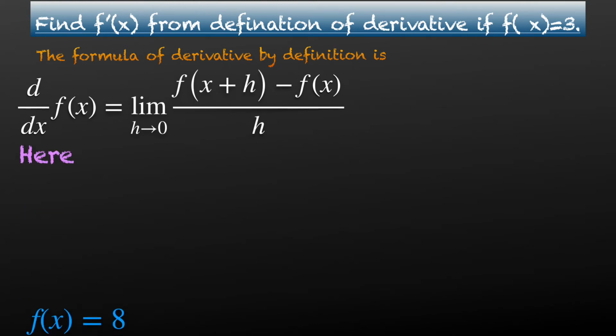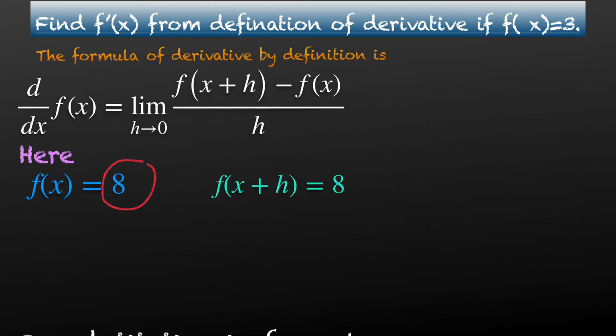Here f of x is equal to 8. So what is f of x plus h? For this we need to replace x with x plus h in f of x. So here there is no x. So f of x plus h is equal to 8.